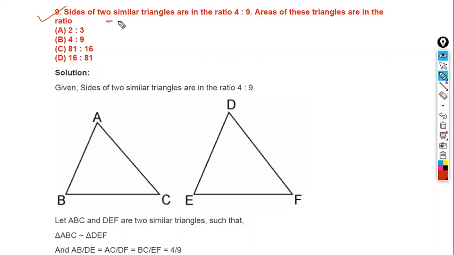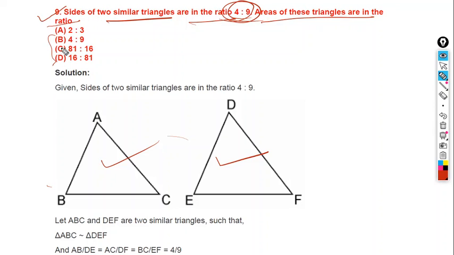Sides of two similar triangles are in the ratio of 4:9. So two triangles are there, triangle ABC and triangle DEF, and they are similar. The sides of the two similar triangles are in the ratio of 4:9. The areas of these triangles are in the ratio dash. I think most of you have guessed the answer. Let's see what the answer is.